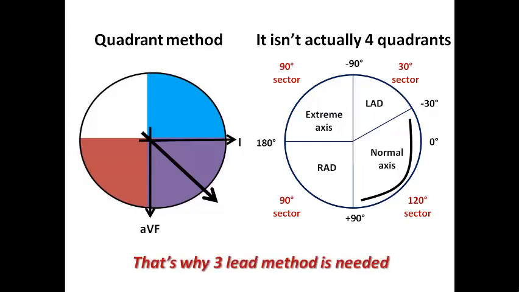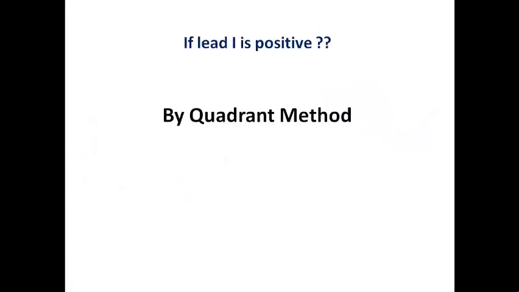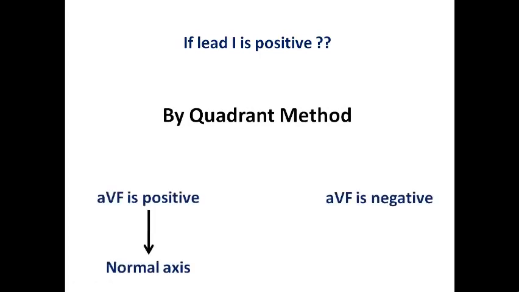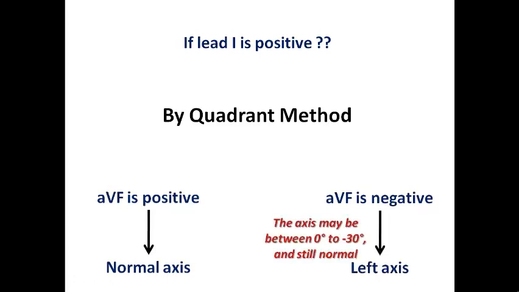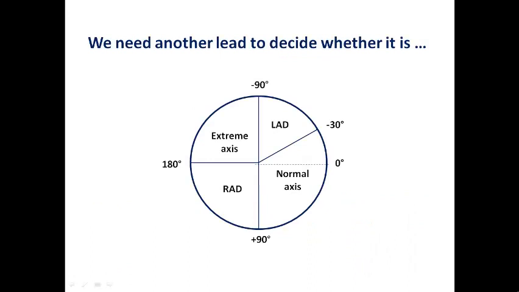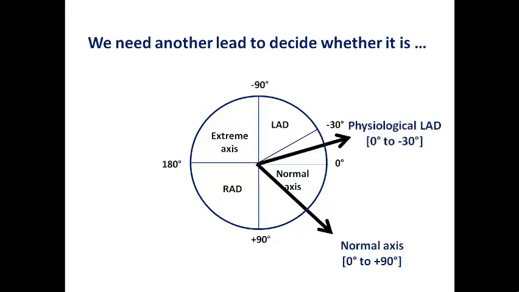That's why we need the three-lead method in many cases in order to precisely determine the axis of the heart. For example, if lead 1 is positive by the quadrant method, we could expect that if aVF also is positive, it is normal axis, and if aVF is negative, it is left axis. This is the simplest way, the quadrant method. But in this way, the axis may be between 0 and minus 30, and it is still normal. Here, as we see from this dashed line, we need another lead to decide whether it is normal axis between 0 and 90 degrees, or physiological left axis between 0 to minus 30 degrees, or pathological left axis between minus 30 to minus 90 degrees.